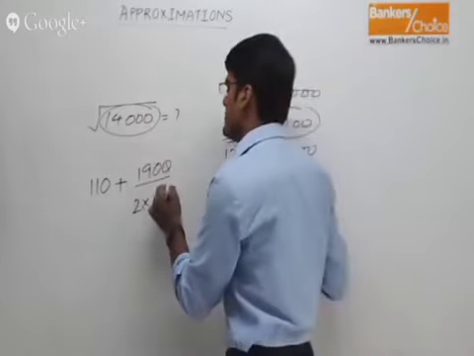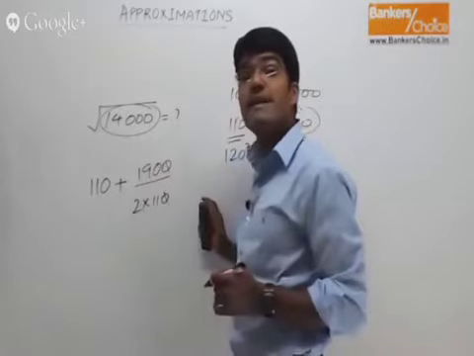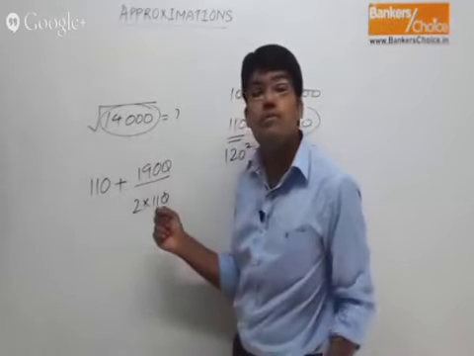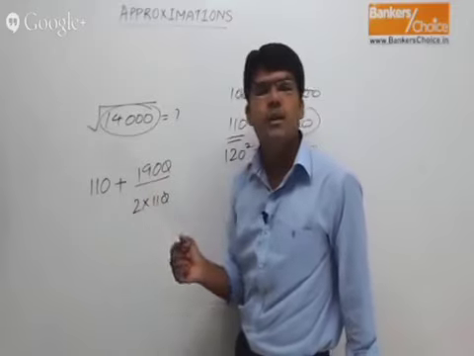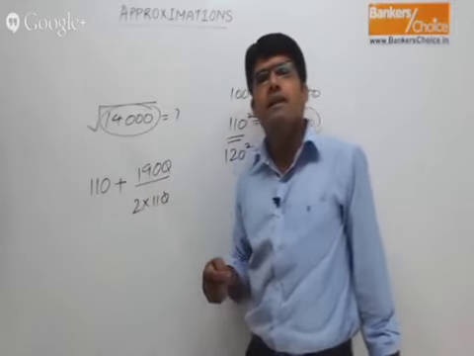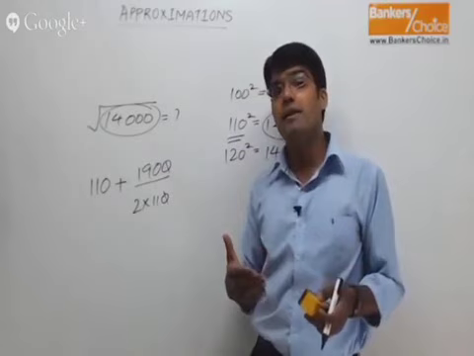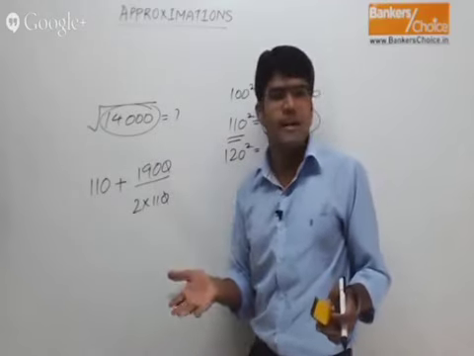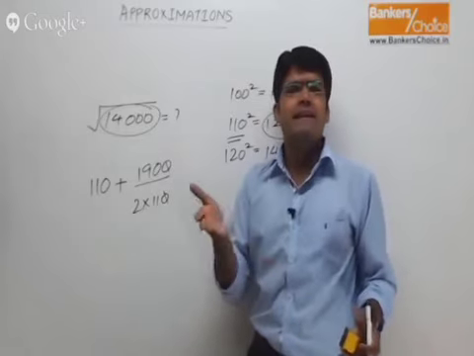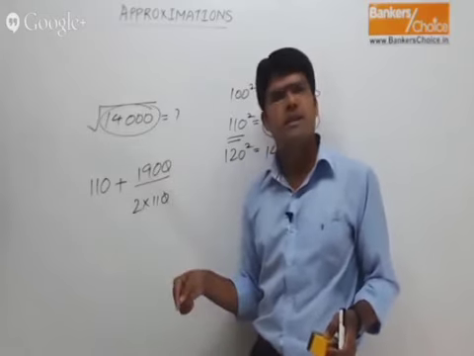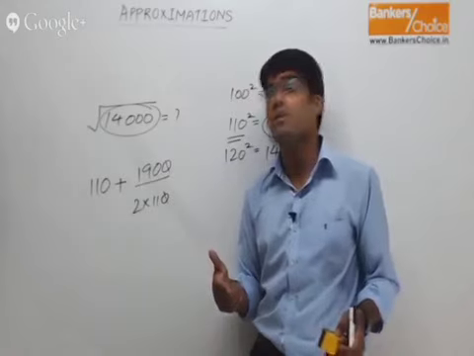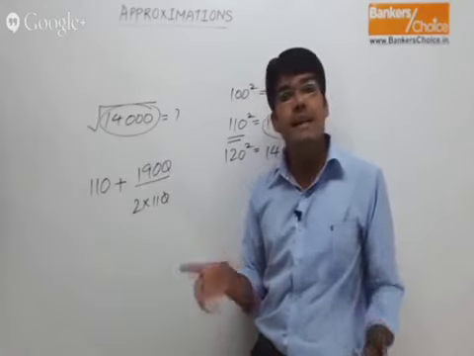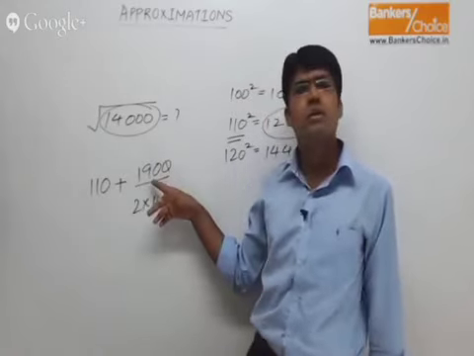If at all you say zeros get cancelled, how much is this? 190 divided by 22. Now try to calculate this approximately, 190 by 22. How do you do? 22 into 5 is 110. 22 into 10 is 220. 190 is how much less? 20 less. So approximately 9 times. 22 into 9 will be 198. This is close to 198.